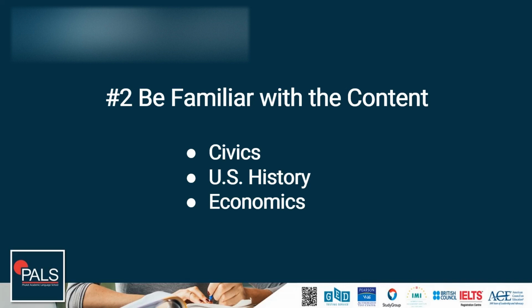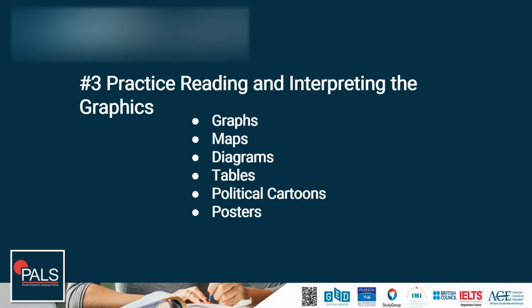Number 2, be familiar with the content. There are 3 distinct content areas for the social studies component. Civics, which would be studying about the Constitution, the Declaration of Independence, how government functions and how bills are passed. U.S. history, and economics. Make sure that you get yourself a GED aligned text and go through all of these content areas quite carefully.